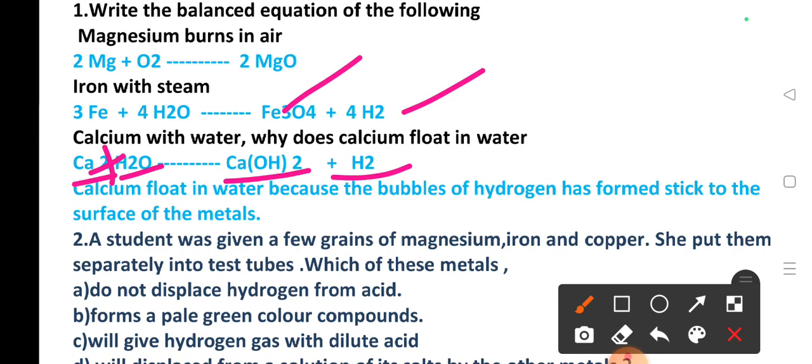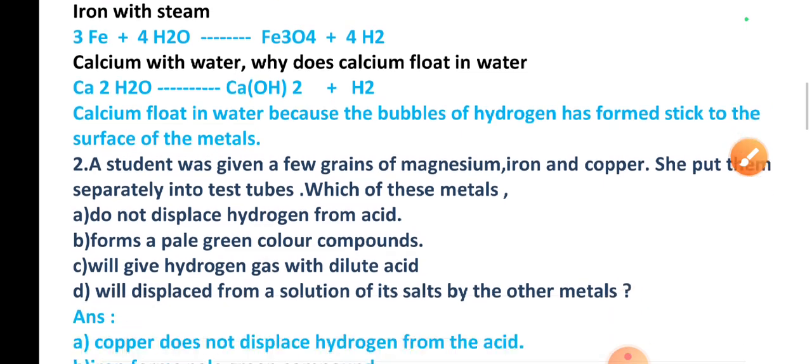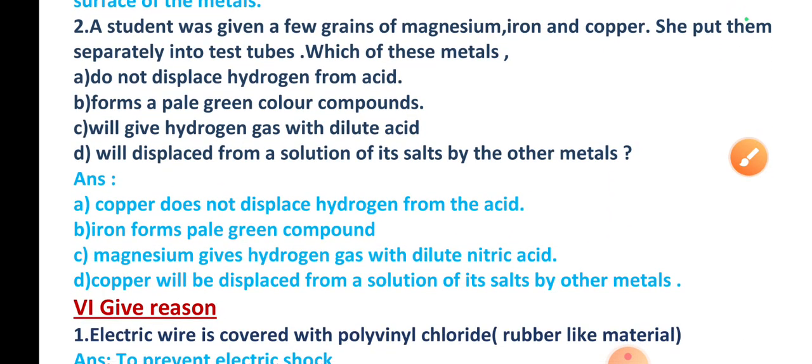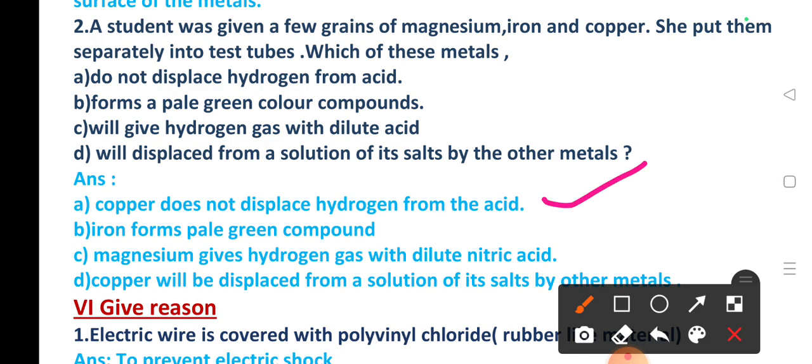Next, the second question we have to see. A student was given a few grains of magnesium, iron and copper. She put them separately into test tubes. Which of these metals does not displace hydrogen from acid? Copper does not displace hydrogen from the acid. Next, which forms pale green colored compounds? Iron forms pale green colored compounds.